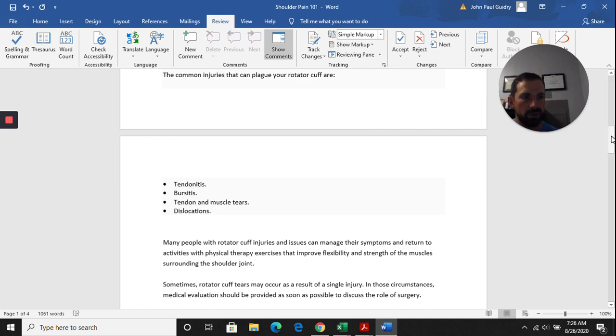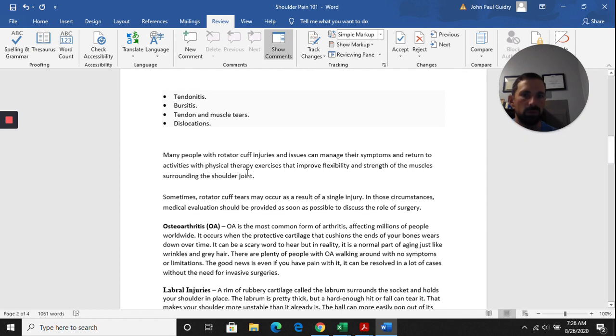The good news is many people with rotator cuff injuries and issues can manage those symptoms and return to normal activity with physical therapy, a conservative approach, and exercise, focusing on range of motion, flexibility, and strengthening of the muscles, both of the rotator cuff, the upper extremity itself, the shoulder joint, the chest, the upper back, and load management, managing activities that aggravate and create pain.